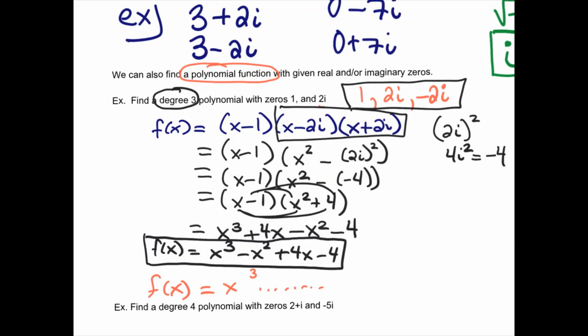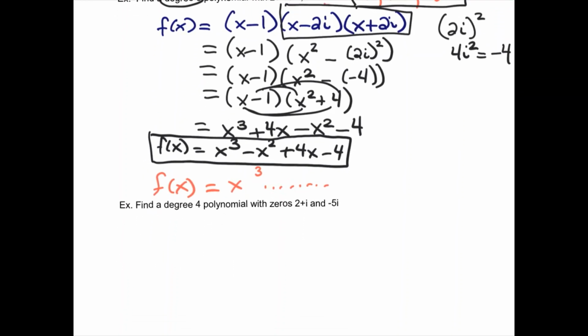So that polynomial function that I have there is the one that has zeros of 1, 2i, and negative 2i. So if I were to plug in 1 or 2i or negative 2i, I would get 0. So definitely a lot of algebra you have to be careful of.